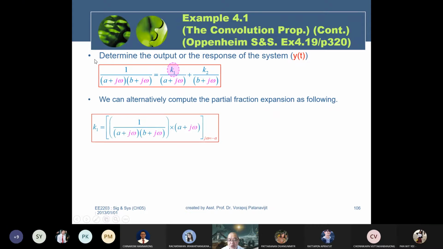K1 is equal to the original term, 1 divided by A plus J omega, B plus J omega, multiplied by the denominator of K1. The denominator of K1 is the blue term, A plus J omega. After that, you substitute the pole of K1. The pole of K1 means you set the denominator equal to 0 and determine J omega. In this case, set A plus J omega equal to 0, and you get J omega equal to minus A.